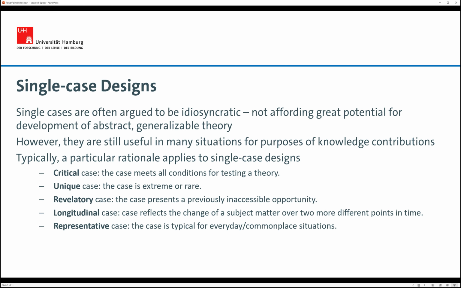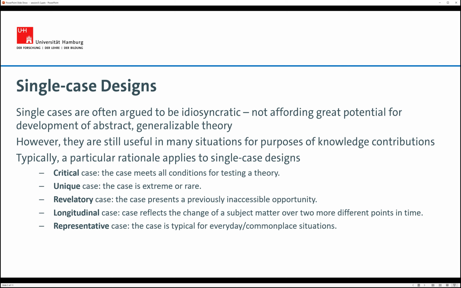For example, it's completely appropriate to study a single case if the case is critical. So it meets all of the conditions that we need to, let's say, test a theory. It's also a perfectly fine rationale if the case is unique, so the case is extreme or rare. An example of that could be a natural event such as an earthquake or a volcano eruption and what that does to the local business ecosystem. That is a pretty unique or extreme or rare case.